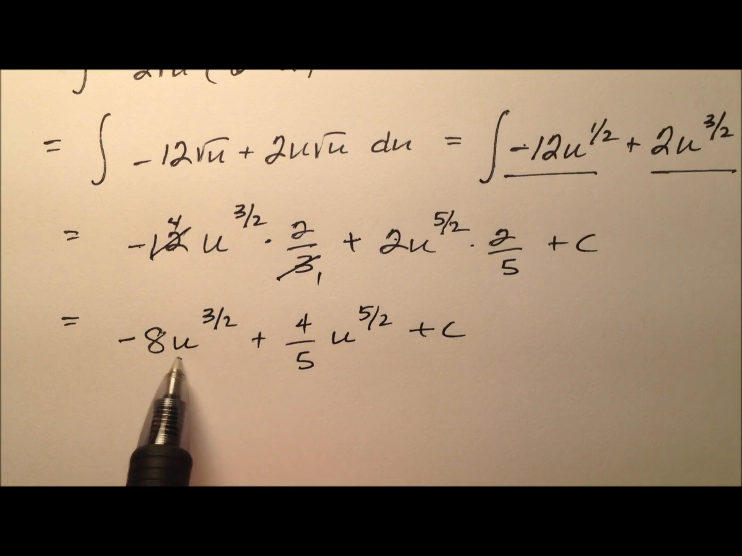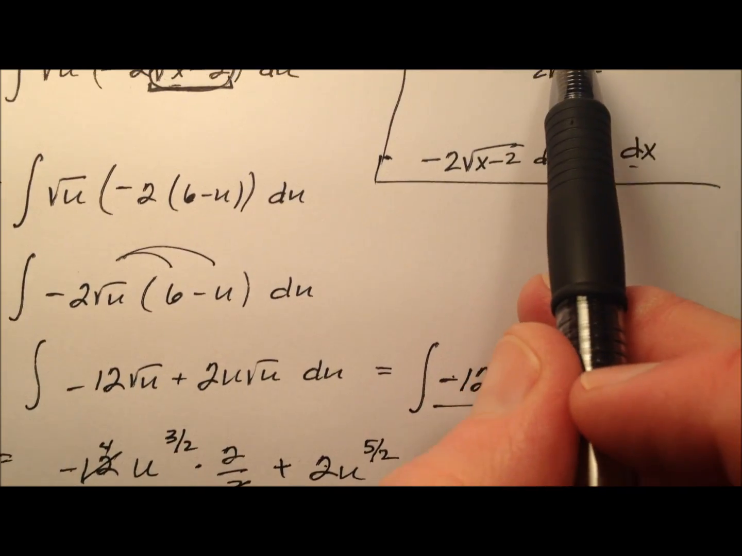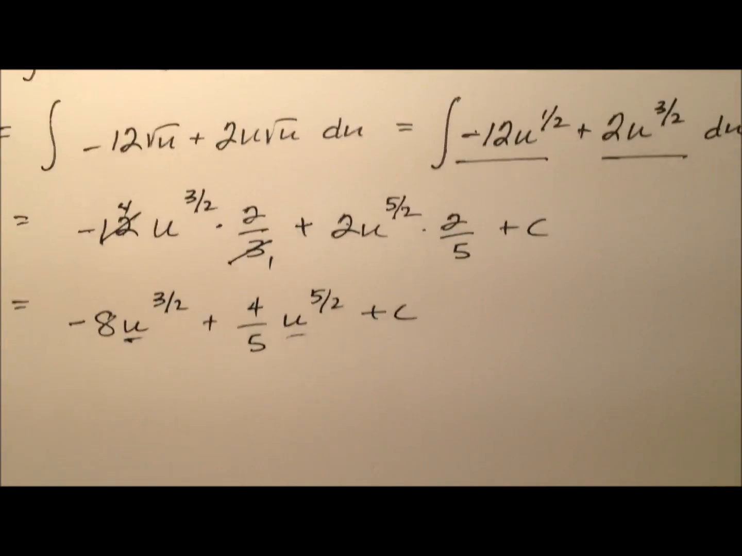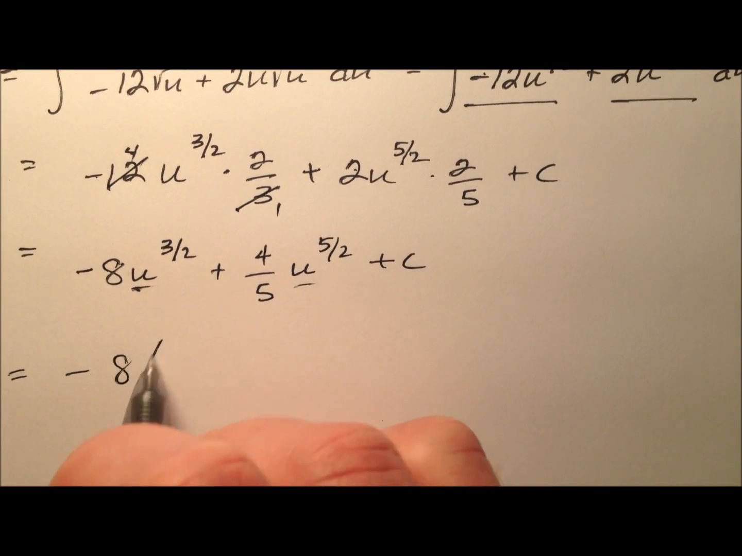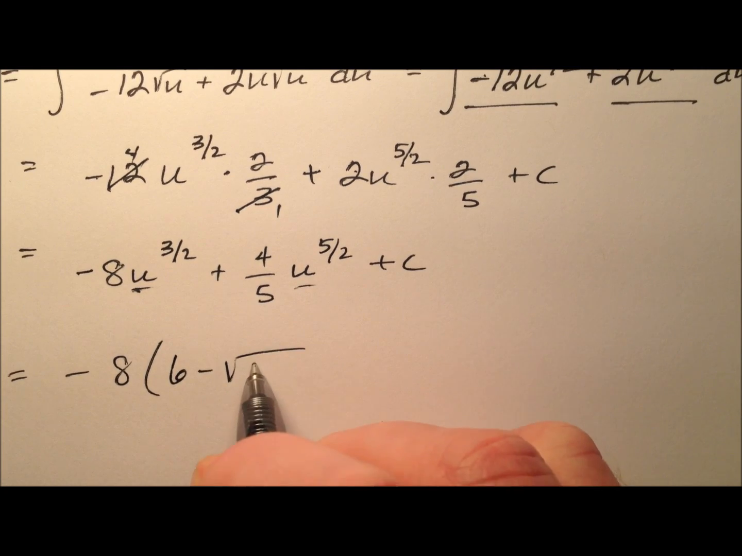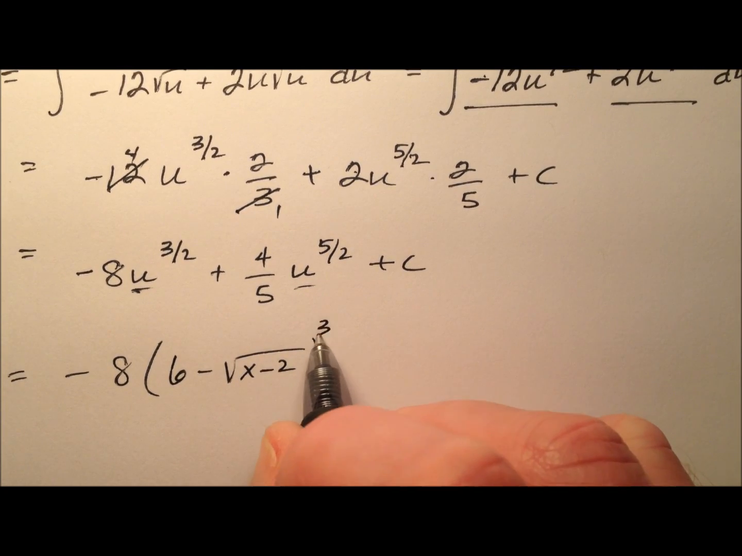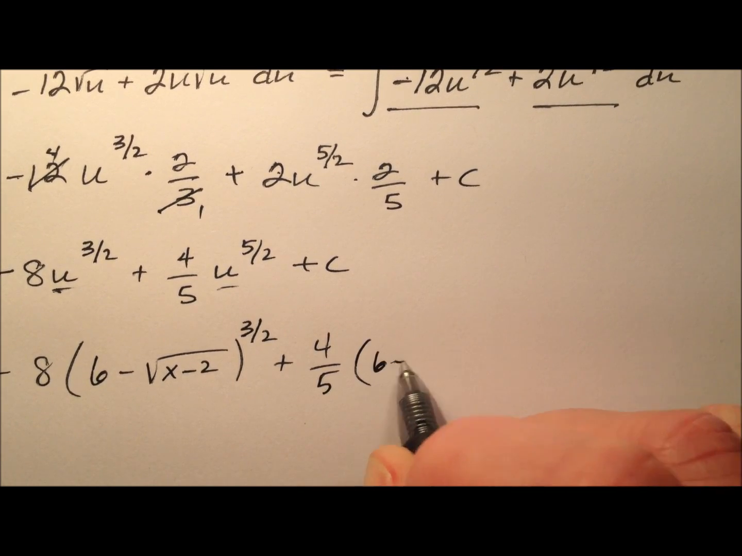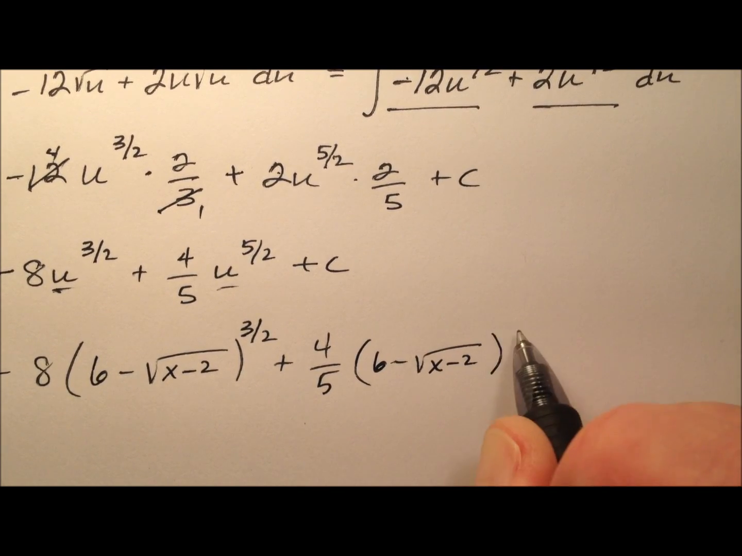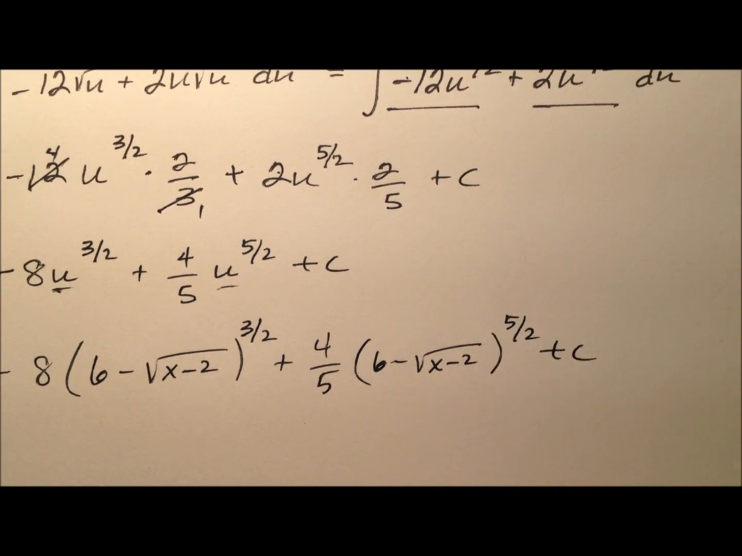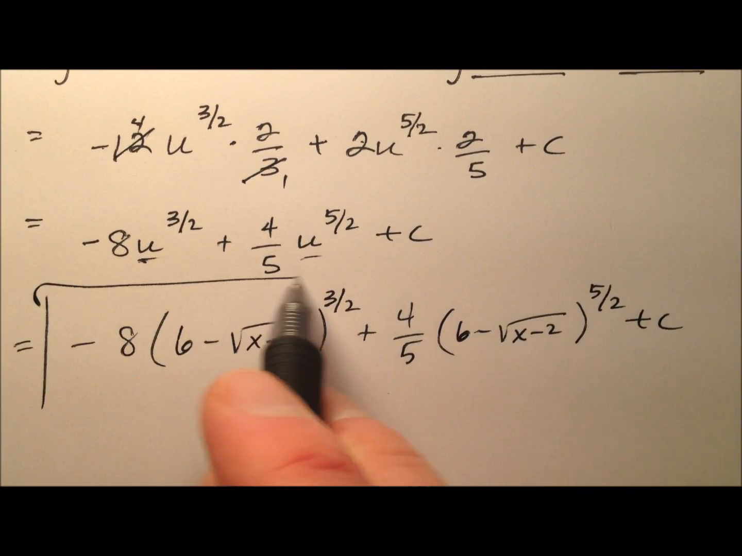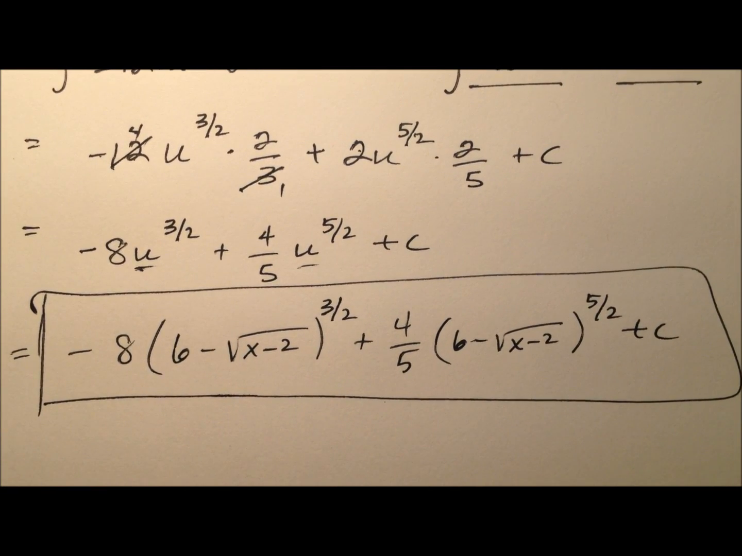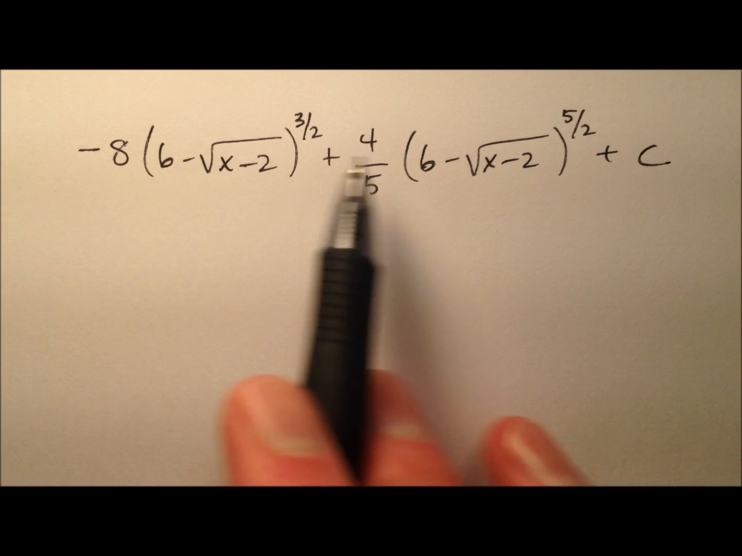And then what was the expression I used for u? Well, it was 6 minus the square root of x minus 2. So let's go ahead and replace that. 6 minus the square root of x minus 2 to the 3/2 plus 4/5 times 6 minus the square root of x minus 2 to the 5/2 plus c. So here would be our integral, this expression right here. Okay, so here was our answer.